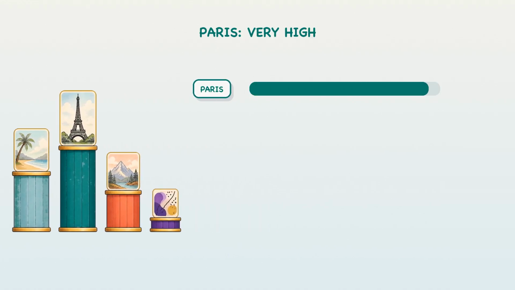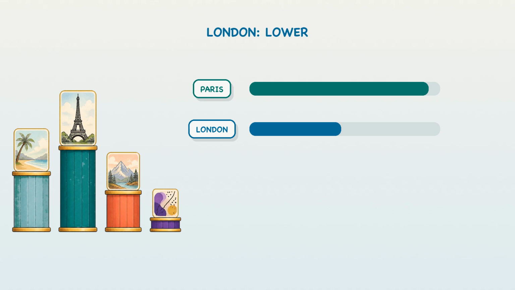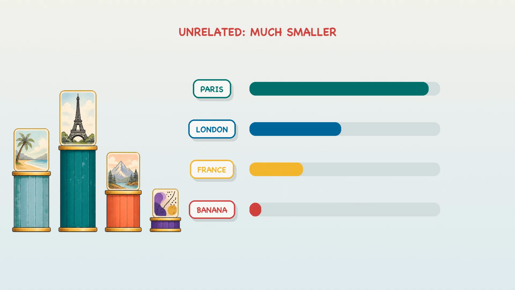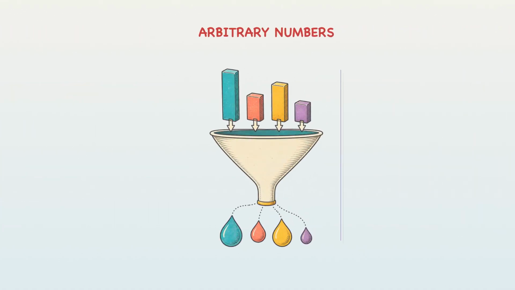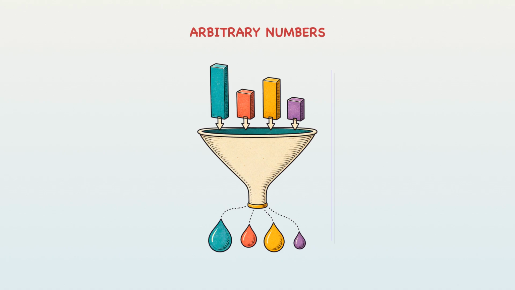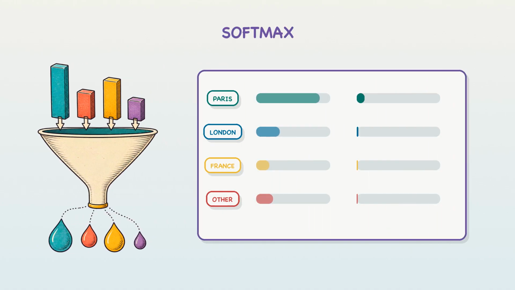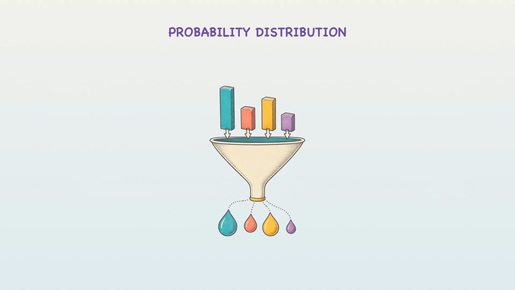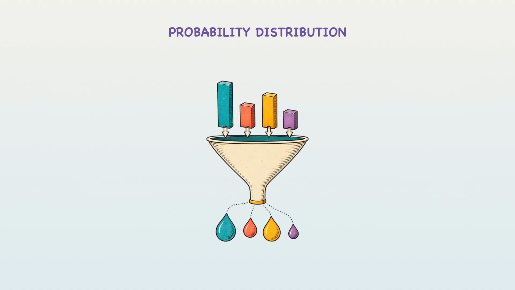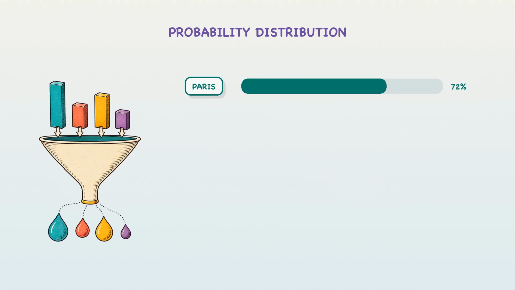For our sentence, Paris should receive a very high score. London might receive a lower one. Something completely unrelated should receive a much smaller score. But these are still just arbitrary numbers. It would be much easier if we could turn them into probabilities. That is what Softmax does. Softmax takes all of those scores and converts them into a probability distribution. Now the model might effectively have something like this. Paris, very likely.